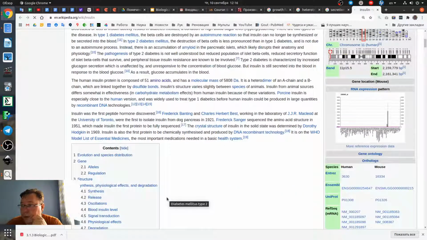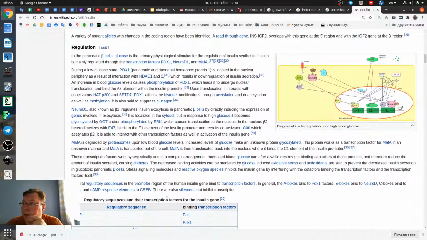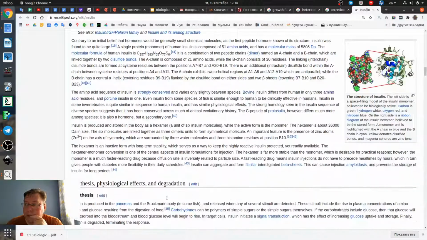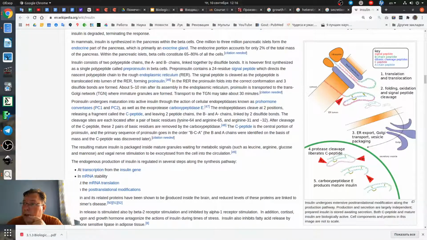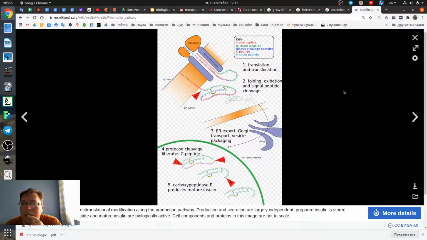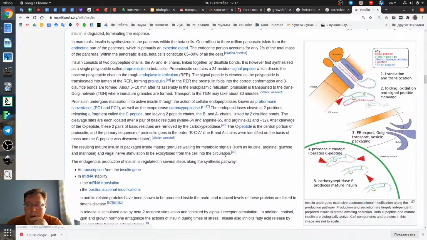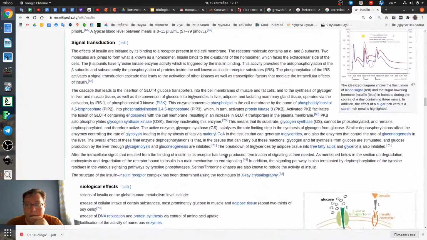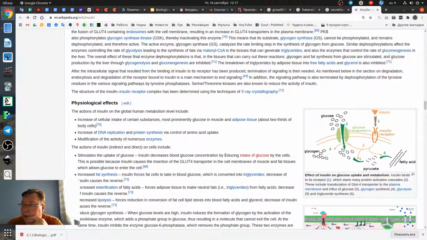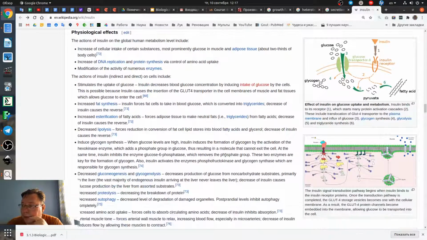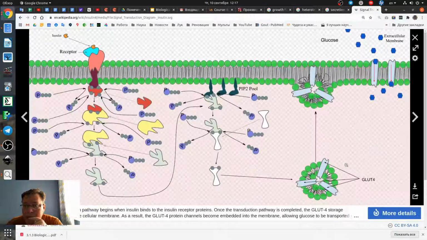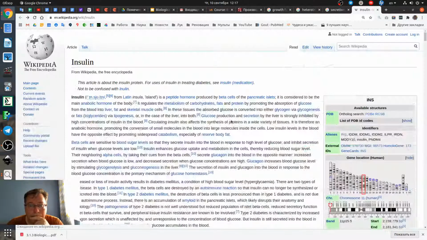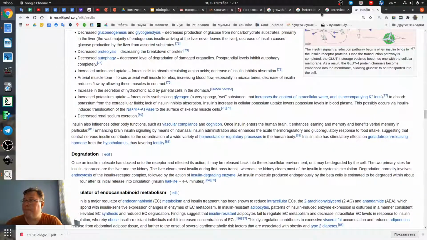Insulin molecule synthesis, translation, translocation. What is it? Ribosome, no. Releasing, no. Glucose, glycogen, receptor. Mechanism, function. Insulin. So insulin action. Mechanism of action. No picture.